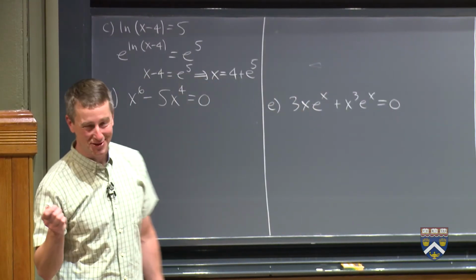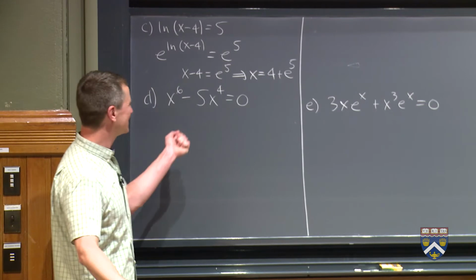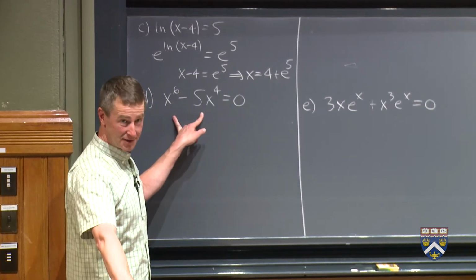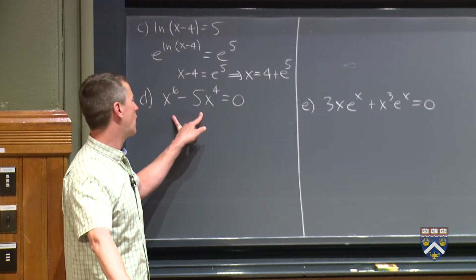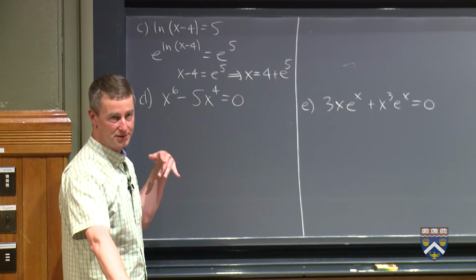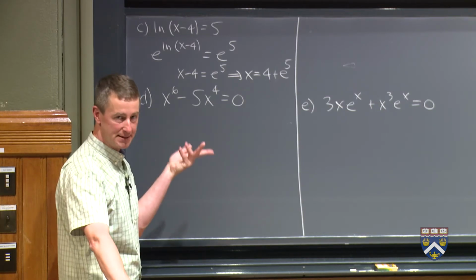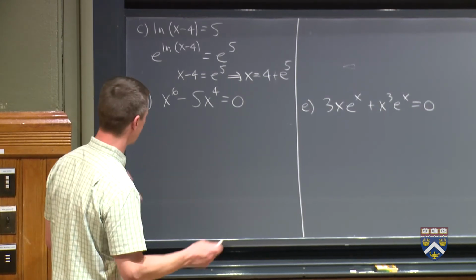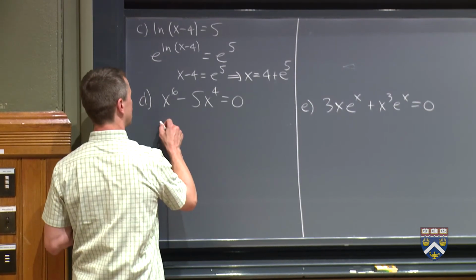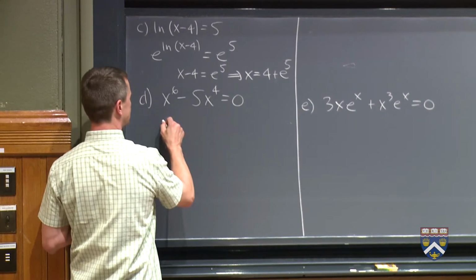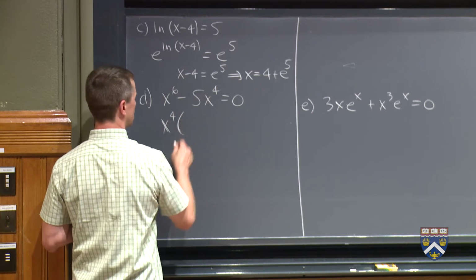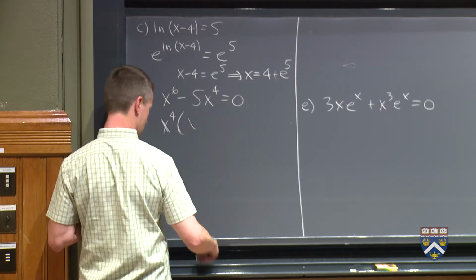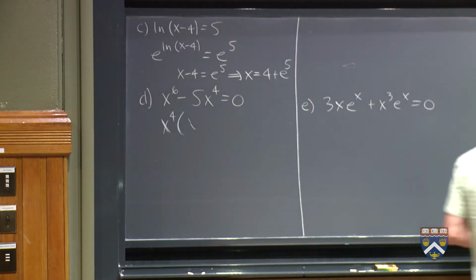So there's now two approaches that people most commonly take with this. They either factor or they divide. You might say, oh, I can divide x to the 4th from each side and then solve. Or you might say you can factor. Let's try both. So first let's factor. So I can factor out of each of these terms an x to the 4th. And I'm going to be left with an x squared minus 5.